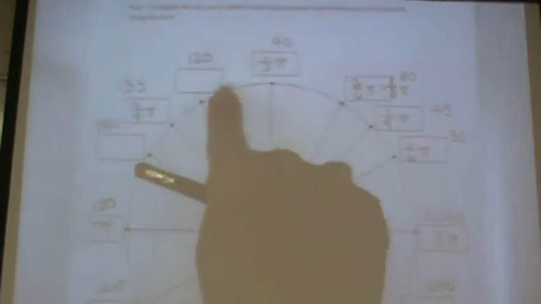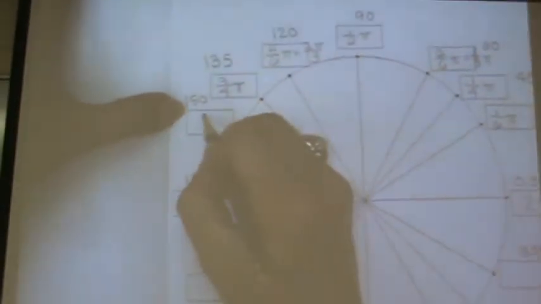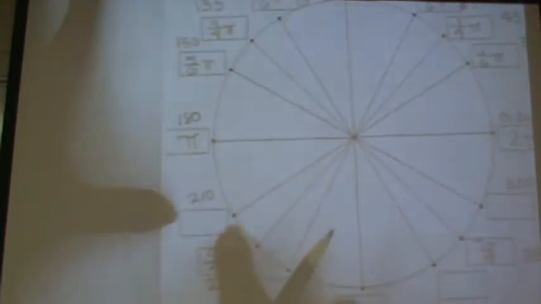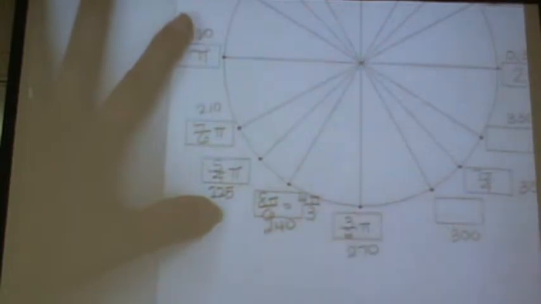So, I'm gonna go back again. 1/6, 2/6, 3/6, what's this one? 4/6, can you rename 4/6? 2/3. 5/6, what's this one? 6/6, what's this one? 7/6, what's this one? 8/6, or what else could you write? 4/3.